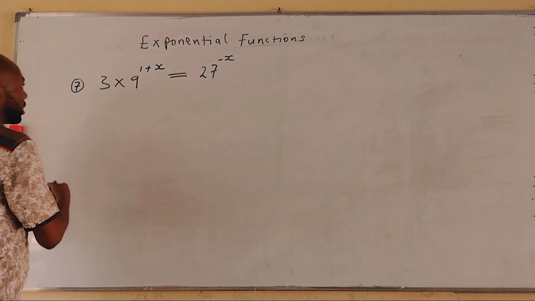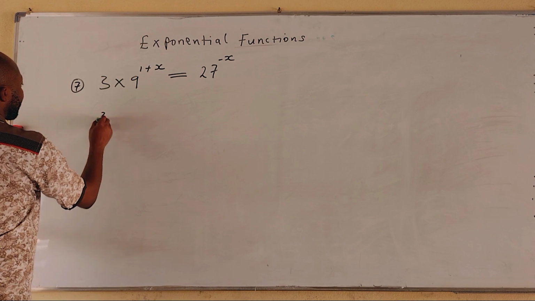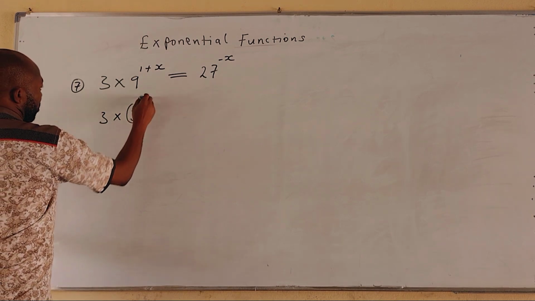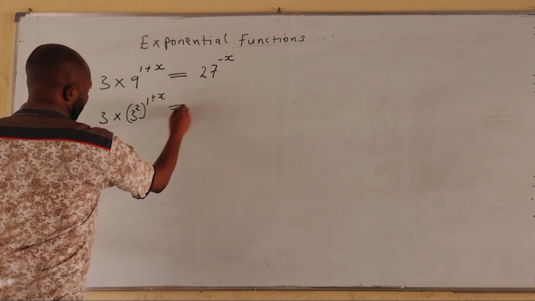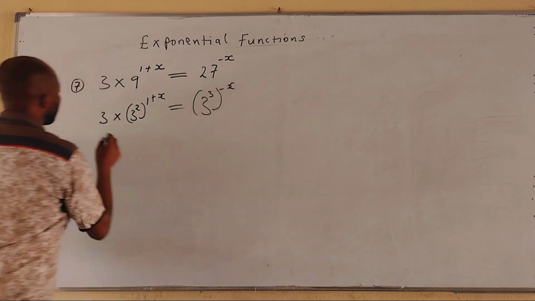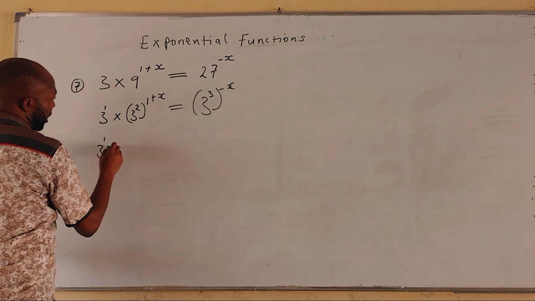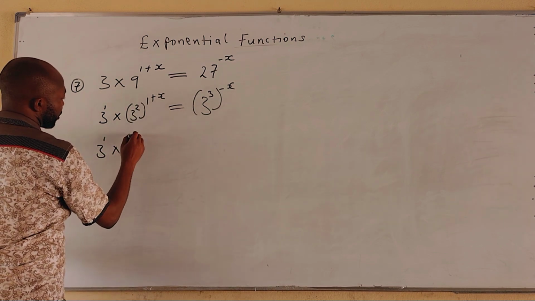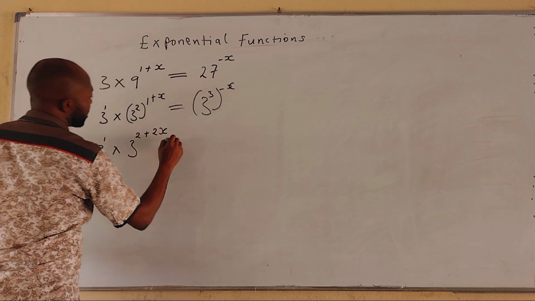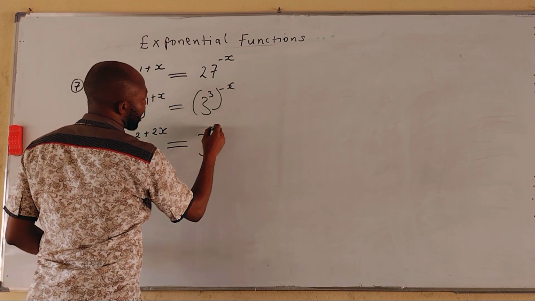Okay. Now all these numbers, I can have a common base, which is 3. So I have my 3 times 3 raised to the power 2, all raised to the power 1 plus x, is equal to 3 raised to the power 3 minus x. Now this is raised to the power 1. So I have 3 raised to the power 1 times 3 raised to the power 2 times 1 is 2 plus 2 times x is 2x. This is equal to 3 raised to the power 3 times minus x is minus 3x.